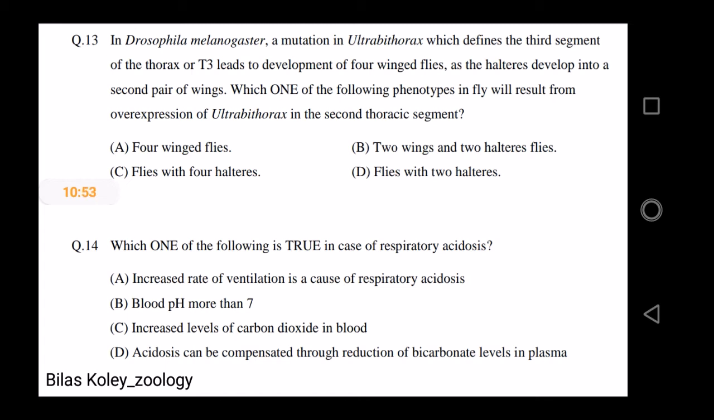And the options are 4-winged flies, 2-winged and 2 haltered flies, flies with 4 halters, flies with 2 halters. In these questions, the correct option is option C.